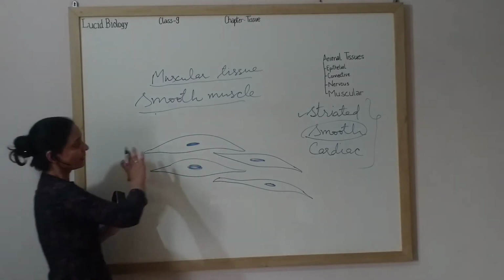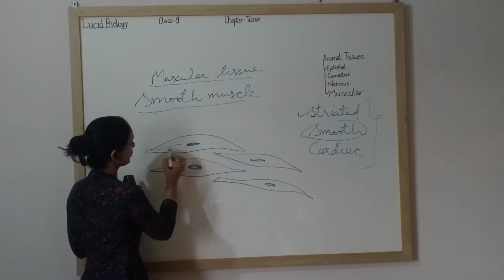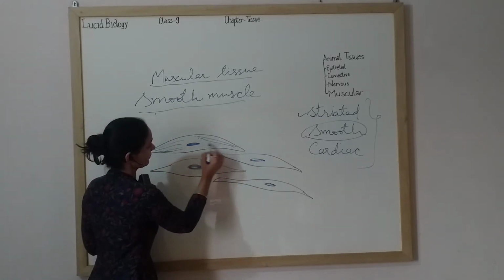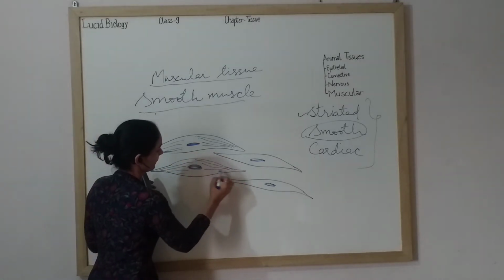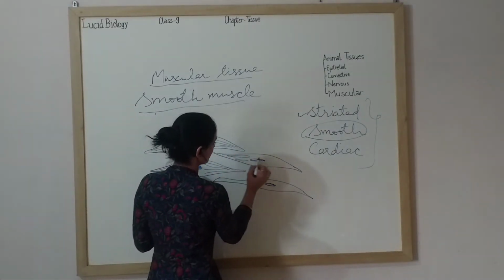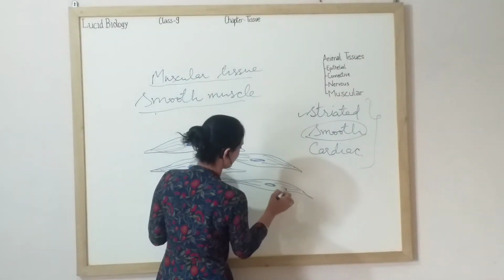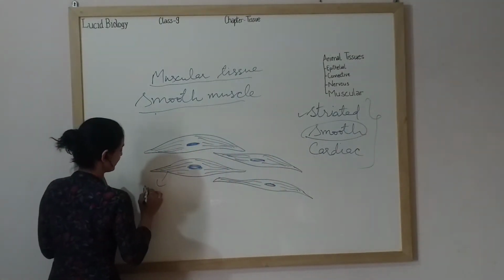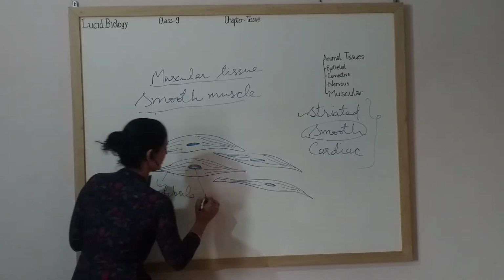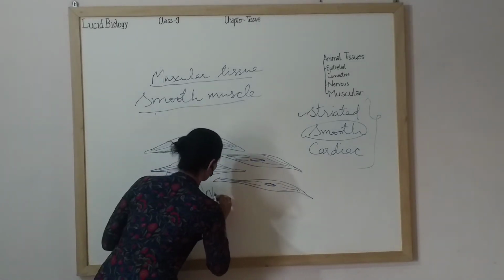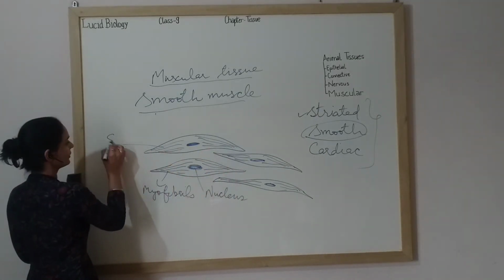And one more thing. In the cytoplasm, that is, in the sarcoplasm of this muscle, we find thread-like structures. They run through the sarcoplasm. These contractile thread-like structures are called myofibrils. Myofibrils, this is the nucleus, and this is the entire cytoplasm, that is called sarcoplasm.